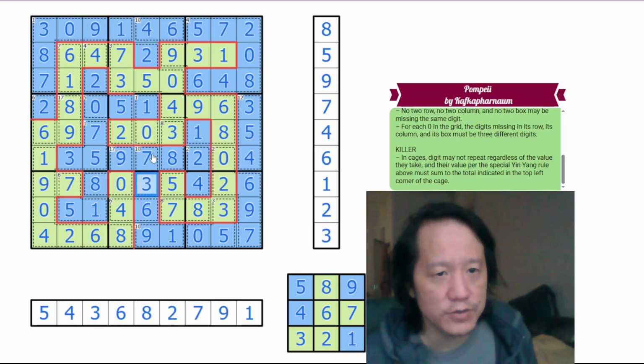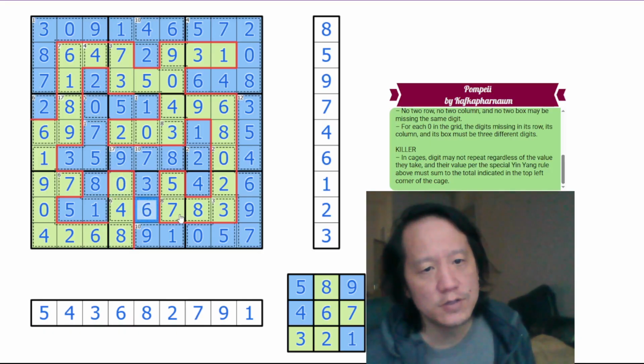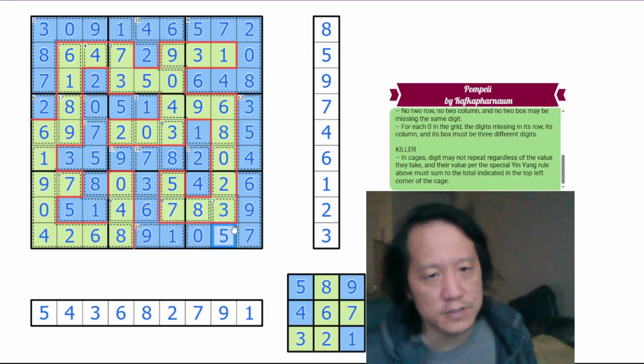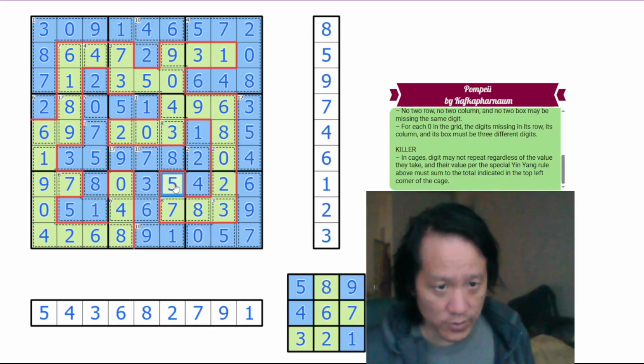7 doesn't match 0. 3 doesn't match 0. That's 10. 1 and 9 don't match 0. That's 10. Matches 0. 6 doesn't match 0. Matches 0 and doesn't match 0. So that's 8. 0 matches. Doesn't match. It's 3. That's a 0. Match 0 plus 2 is 2.